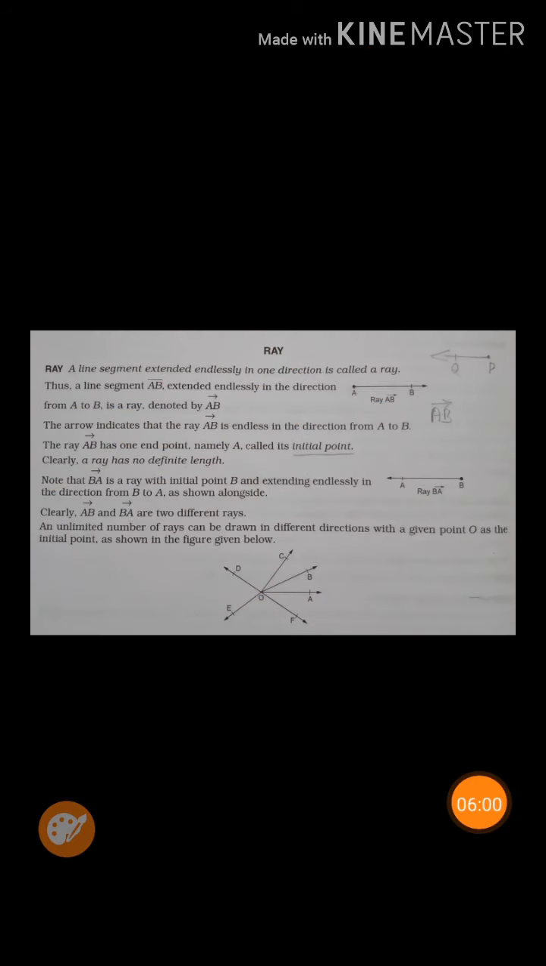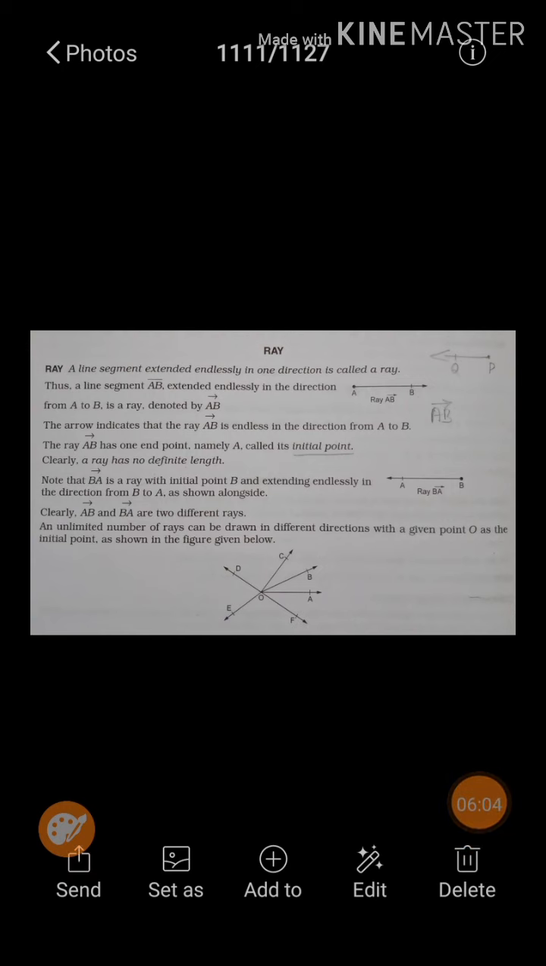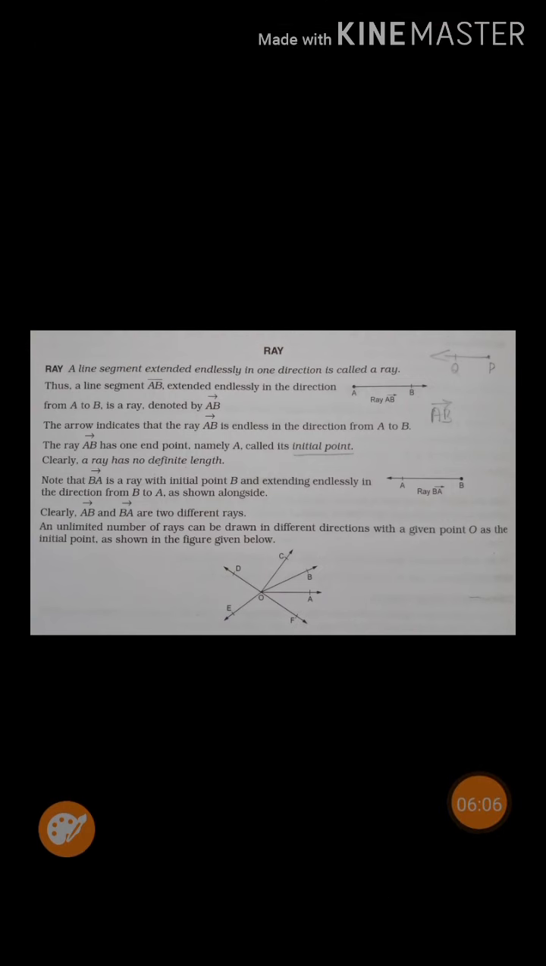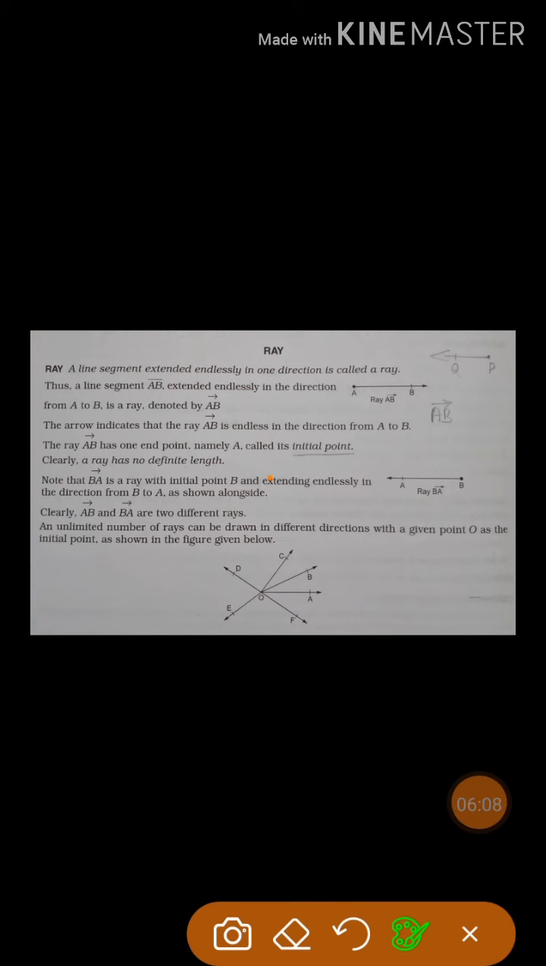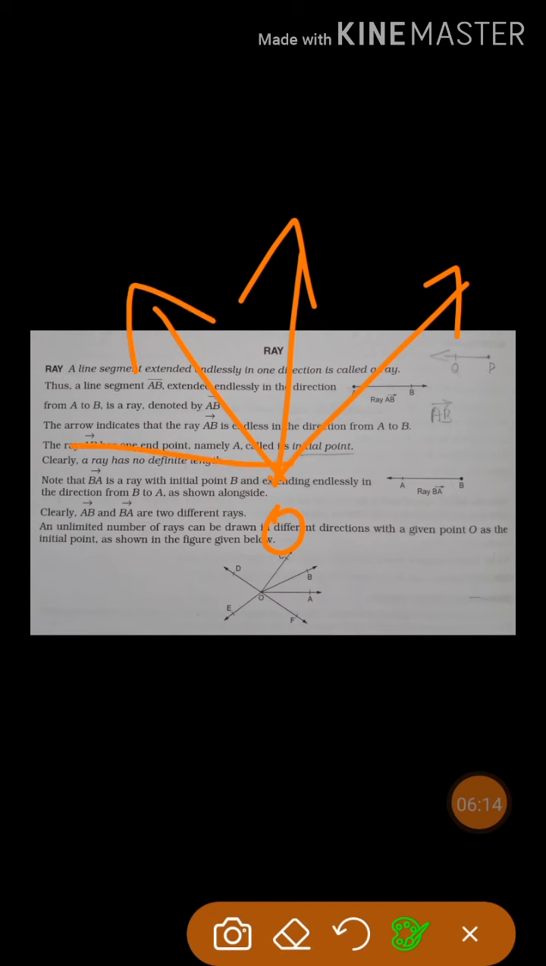Now come to the next. One more thing: from a single point, from the same point, many rays can be drawn. For example, this is a point O, and from point O many rays can be drawn in this way. There is no limit, unlimited.